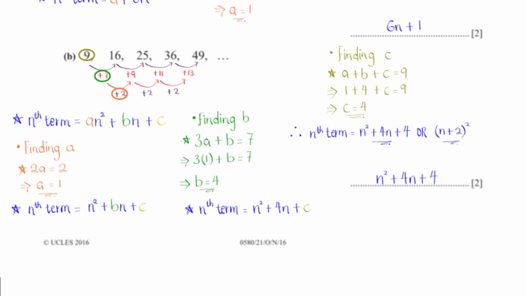To find the value of c, we need to equate a plus b plus c to the first term of the sequence, which is 9. We know the values of a and b as 1 and 4, and so we have 1 plus 4 plus c equals 9. And so this gives us the value of c as 4. And so finally, we have our nth term as n squared plus 4n plus 4, or n plus 2 squared.